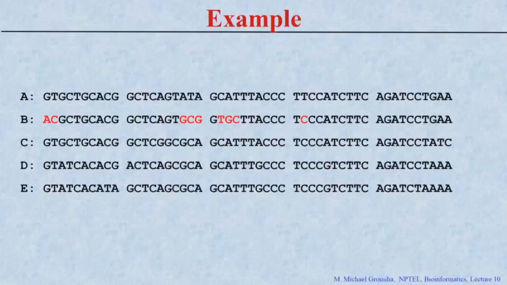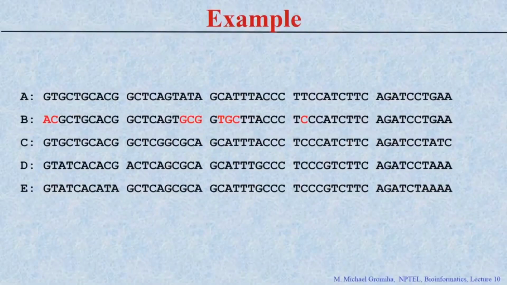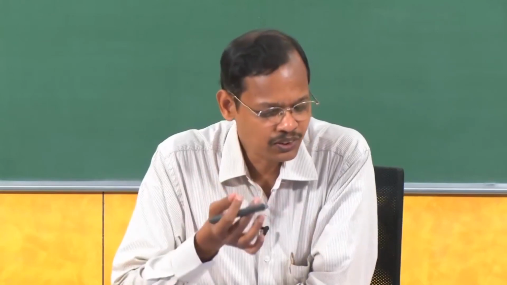Now here are these 5 sequences A, B, C, D, E. These are DNA sequences for the 5 species A, B, C, D and E. Now we need to construct a tree. Which parameter do we have to calculate? Distance. So how many distances do you have to calculate?